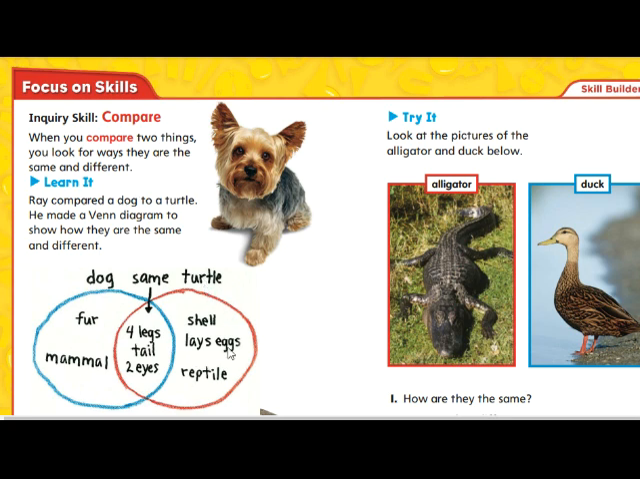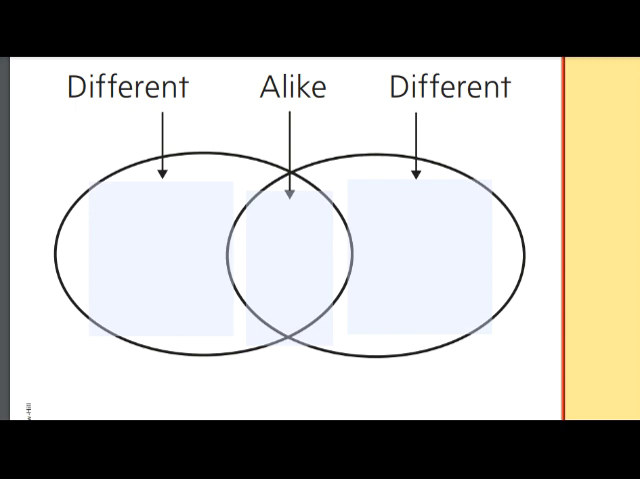For this side, we're putting things that are different for the turtle. A turtle has a shell, it lays eggs, and it's a reptile. Again, these are things that are not the same as a dog. And your Venn diagram is set up the same way. On this side, you'll put things that are different about one animal. On this side, you'll put things that are different about your other animal. And in the center, in the middle where these circles overlap, is where you will put how they are alike or how they are the same.